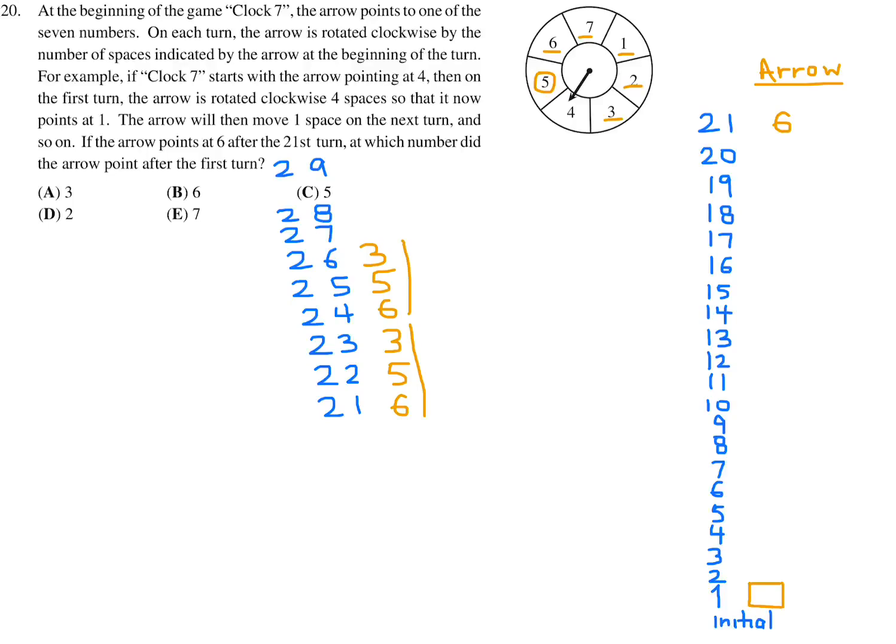I got it. If I go backwards, it's going to be the exact same thing, just reversed: 3, 5, 6, 3, 5, 6, and so on, ending with 3 and 5. So after the first turn, the arrow points at the number 5. So number 20, the answer is C.